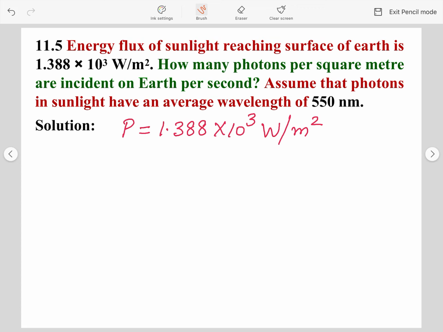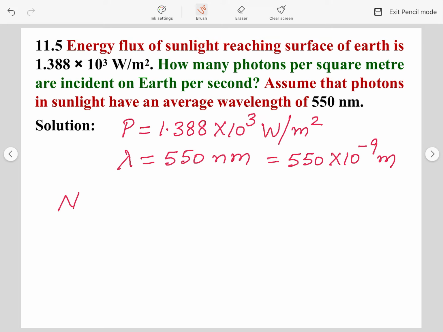Assume that photons in sunlight have an average wavelength of lambda, which is given, that is 550 nanometer. You can convert it into meter, so you can write 550 into 10 raised to power minus 9 meter. What we have to find is how many photons per square meter are incident on earth per second, means we have to find n, number of photons per square meter per second.